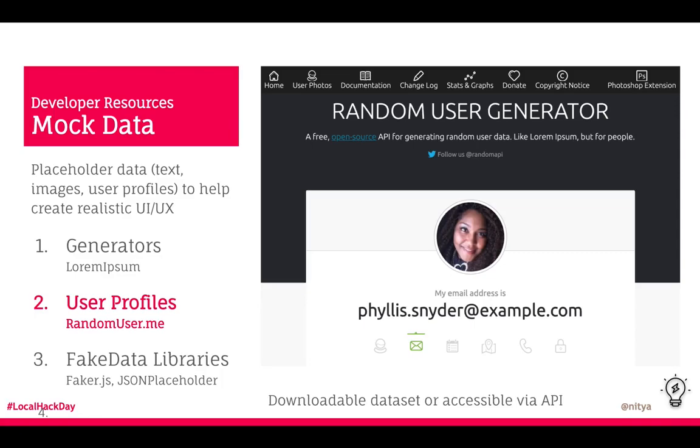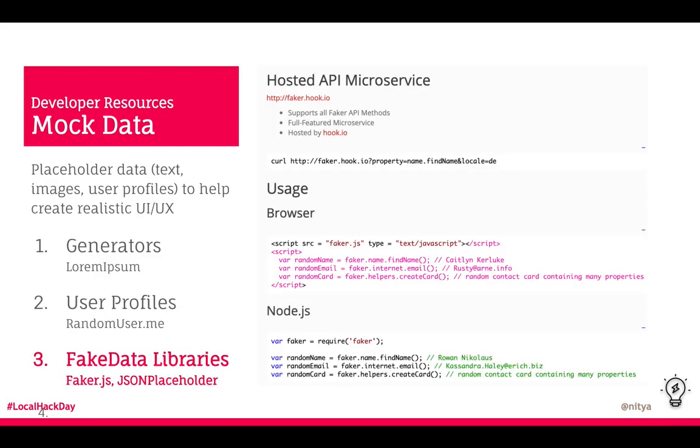One of the really nice things about randomuser.me is you can actually even do things like pick a gender or pick a location and get data that is reflective of that. So for example, if you were to pick UK, then the phone numbers would all have UK area codes, which is cool.